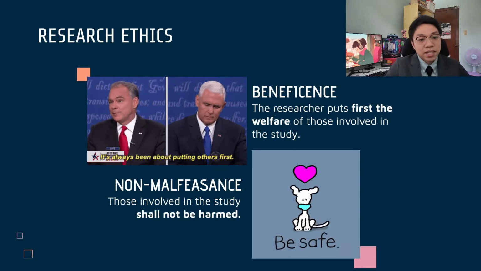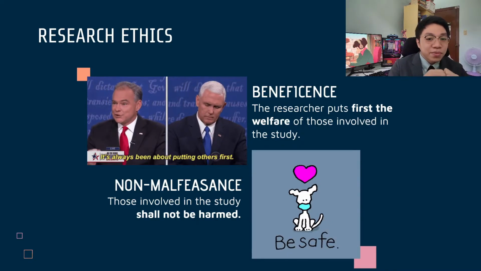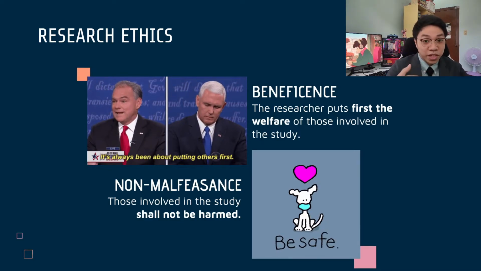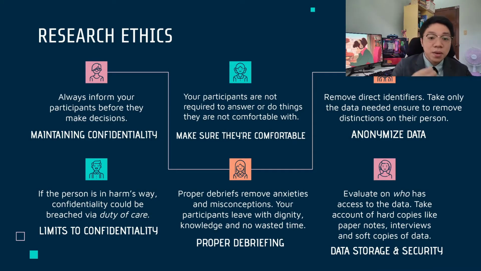And research ethics. So boiling down the research ethics, as mentioned by Dr. Silva, we get two very important traits, which are beneficence and non-malfeasance. Beneficence is where the researcher puts the welfare of those involved in the study first, while non-malfeasance is that those involved in the study shall not be harmed. So it's as simple as that. If we keep these two traits in mind, we're going to have a smooth time. So here are some ways for us to practice ethics in our research.